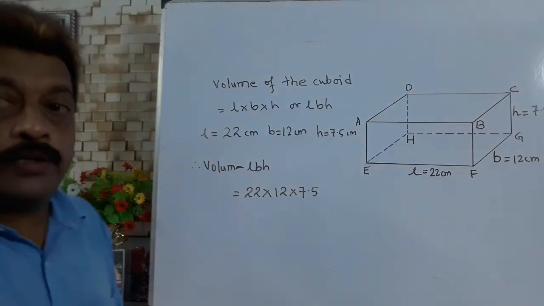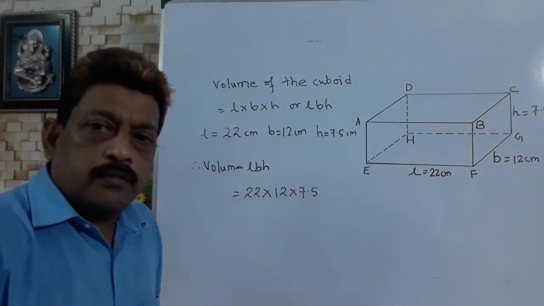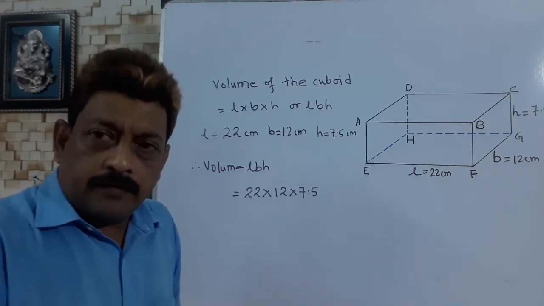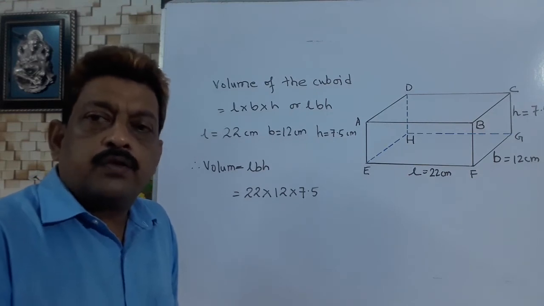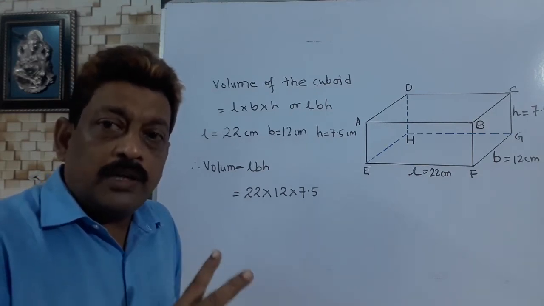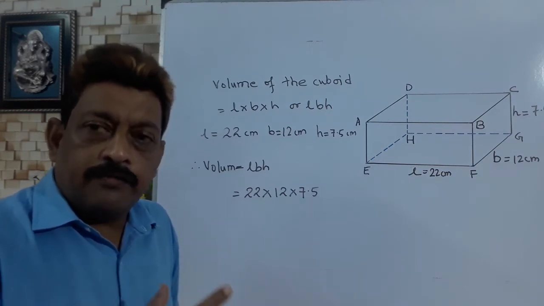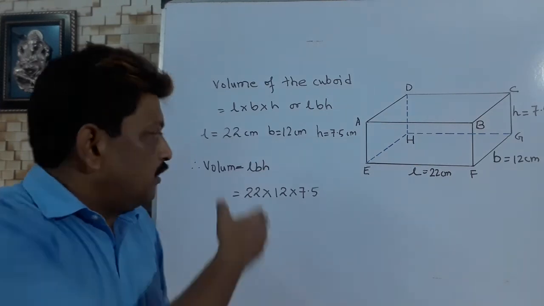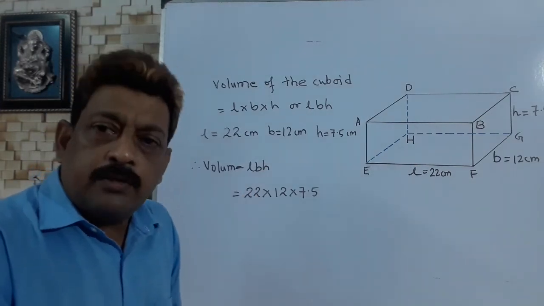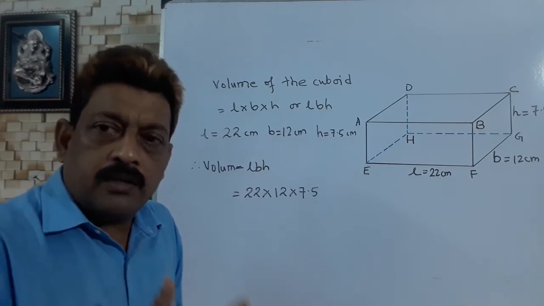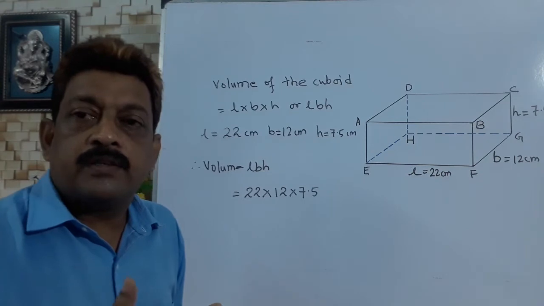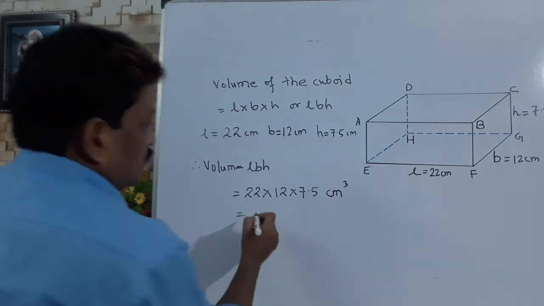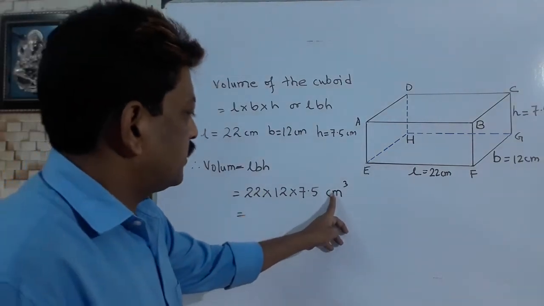Now what is the unit? The standard unit, that is the SI unit of volume, is meter cube, because it is a three-dimensional figure. It has length, breadth and height. So the unit meter will come thrice, one for the length, one for the breadth and one for the height. So meter into meter into meter makes meter cube. Similarly here the unit is given as centimeter, so it will be centimeter into centimeter into centimeter, that makes centimeter cube. So the unit of the volume of this solid will be centimeter cube.